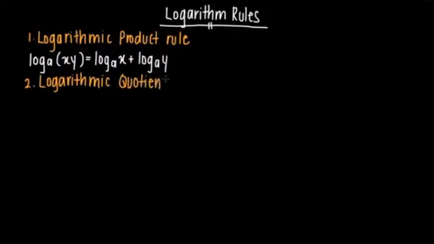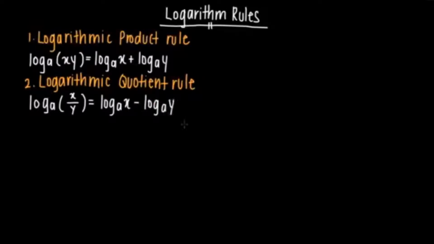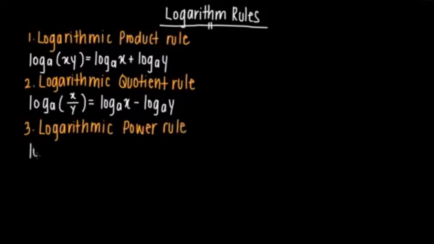Our second rule is the logarithmic quotient rule, and it says that you could split x over y into log a x minus log a y. Our third rule is the logarithmic power rule. So log a x to the power n could be written as n log a x. You just bring n down.